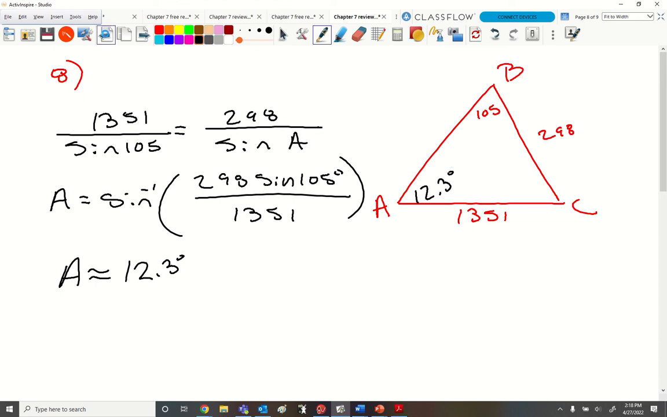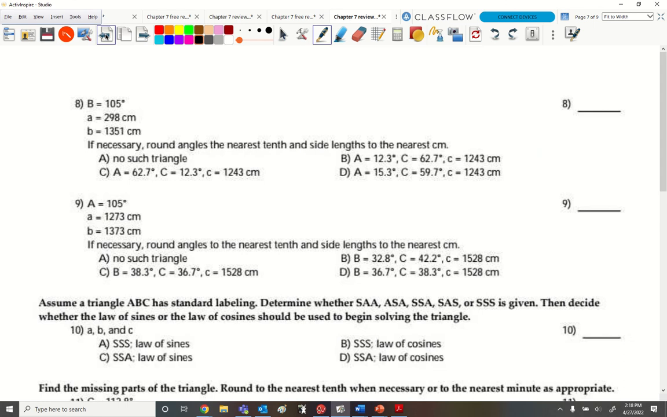So if you notice, a lot of these, you only have to solve for one of them, even though it says solve the whole triangle. It's multiple choice. All the answers are there. Next one, number 9. We're going to start there. Draw my triangle.